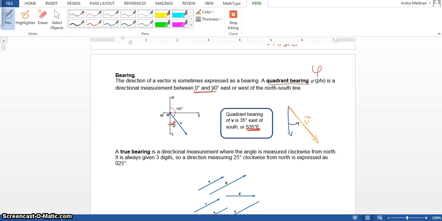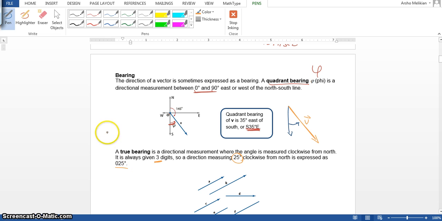Sometimes it's useful to give true bearing. For that one, you start from the north and you go all the way down. In this case, you're going to pass 90 degrees sometimes. So true bearing is always expressed in 3 digits. If you have a vector that's 25 degrees from the north, you write it as 025, just because you have to have 3 digits.